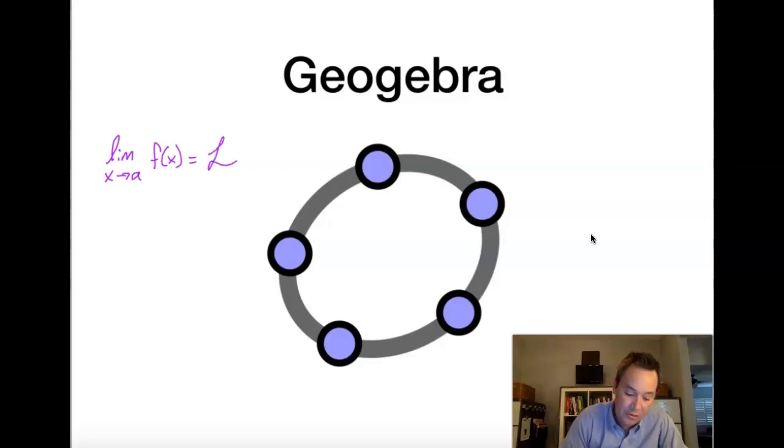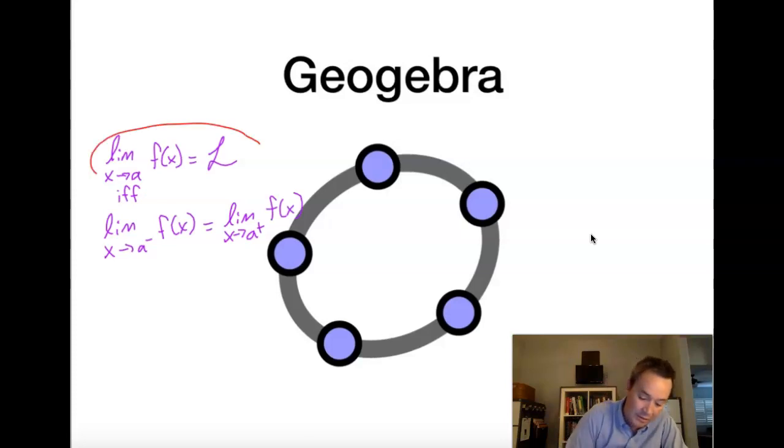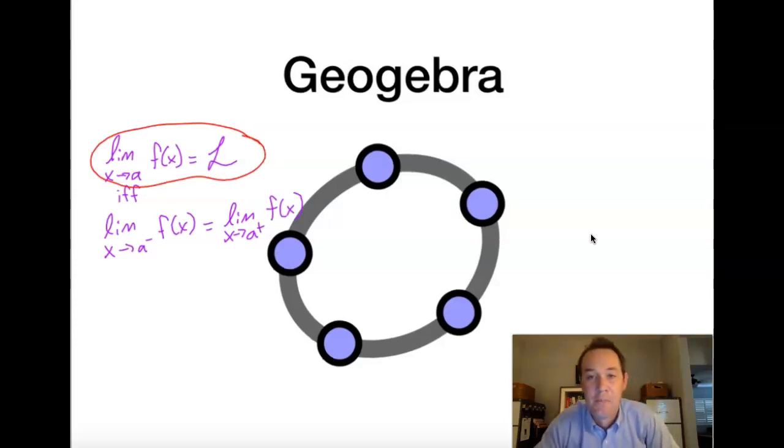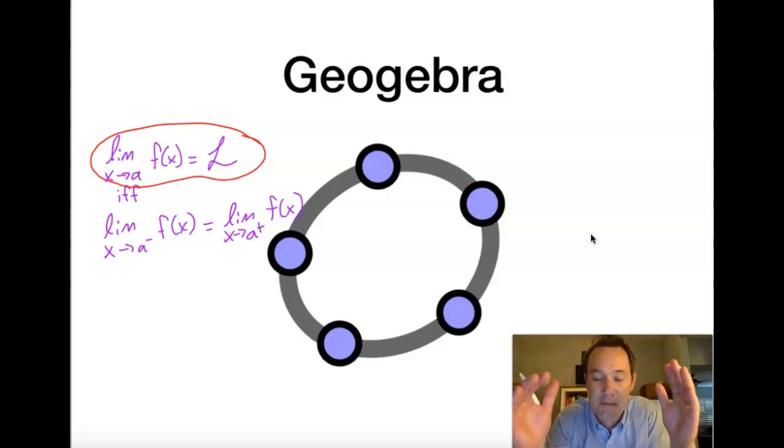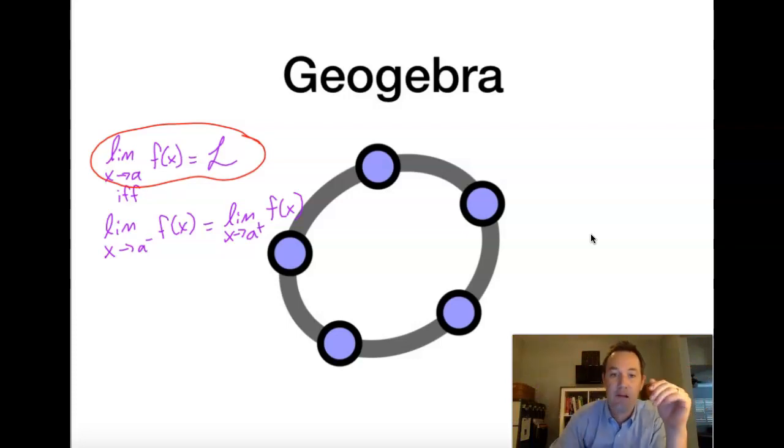it's going to have to be true if and only if the limit from the left is equal to the limit from the right. They have to approach the same thing for us to say that the overall limit exists. If they don't approach the same thing, then we can only talk about limits from one side or the other. If they do approach the same thing, then we can say that the overall limit exists.